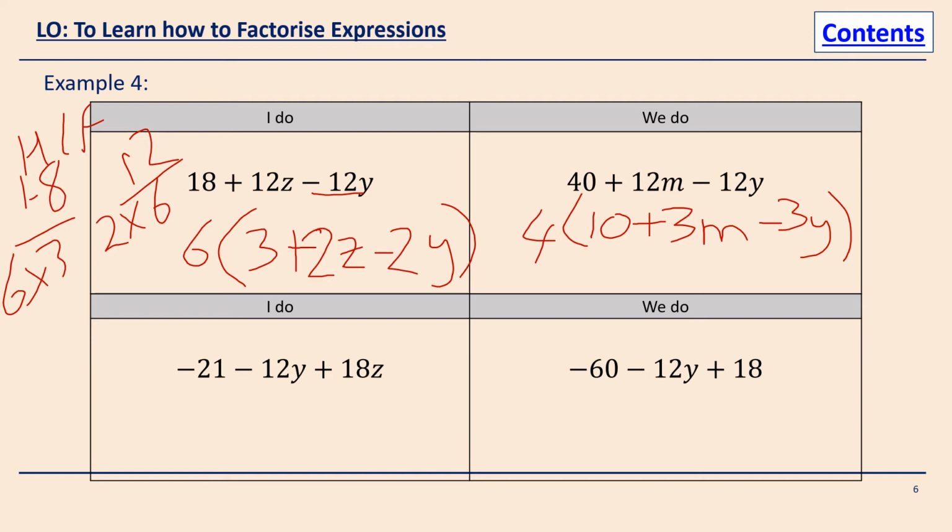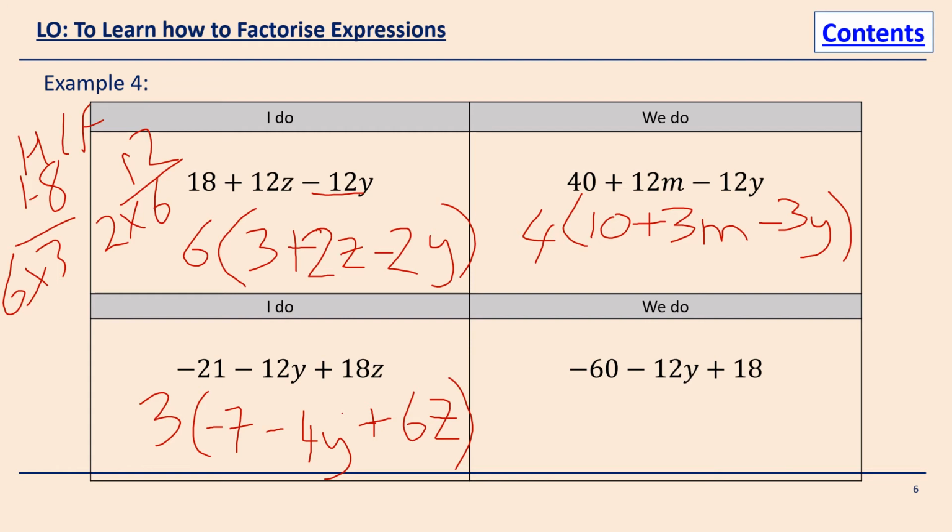Minus 21, minus 12, and plus 18. So I'm looking for 6, 3. Which one would go in there? Yeah, 3 would go into all of them. So we're going to have 3. I have minus 7. 3 times minus 7 is minus 21. 3 times minus 4 is going to give us minus 12. So minus 4y. And then 3 times 6 is going to give us 18. And then we just need the z. And I'll cross my z again so you can see the z.